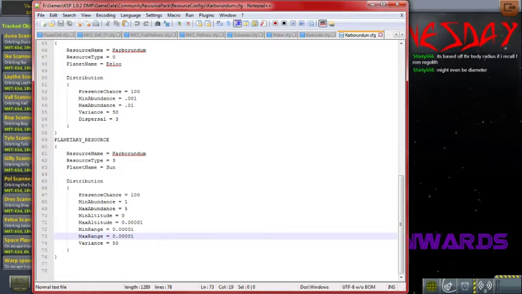Radius is 261,600,000 meters. Sorry, what was that? Radius, 261,600,000 meters.